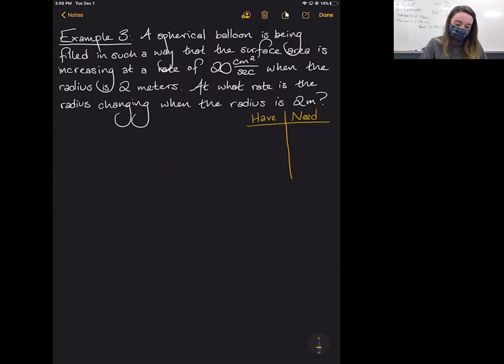Okay, well, the surface area is increasing at a rate of 20 centimeters squared per second. So the surface area is changing over time. So dSA, for surface area, is changing over time, over dt. And that is at a rate of 20 centimeters squared per second. What else do we have? We have that the radius is 2 meters.